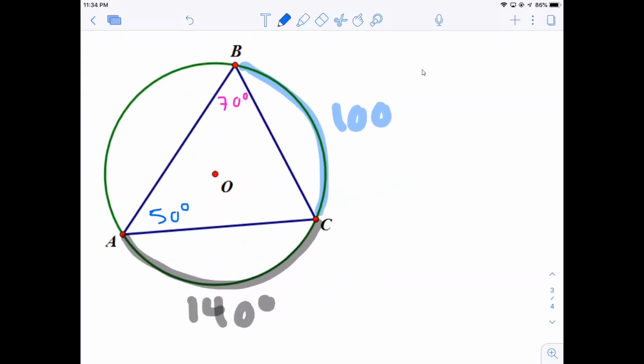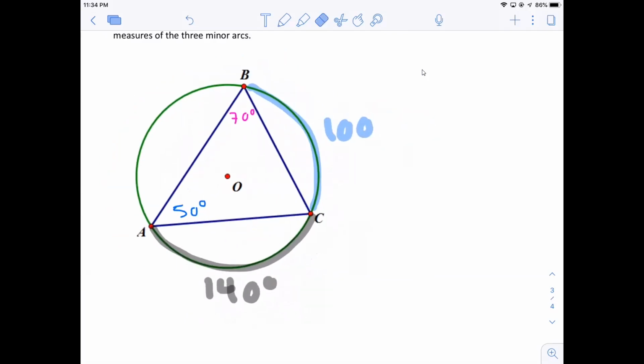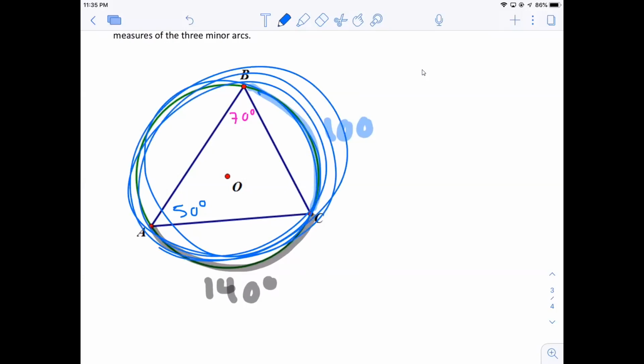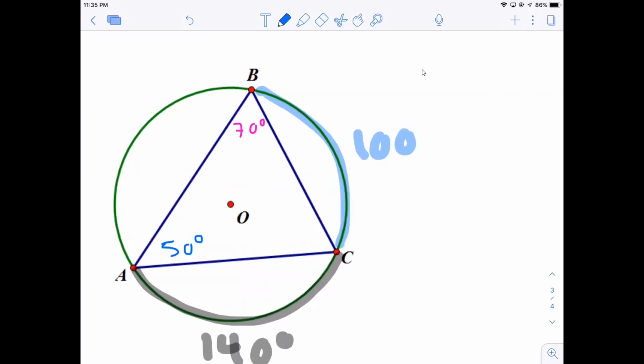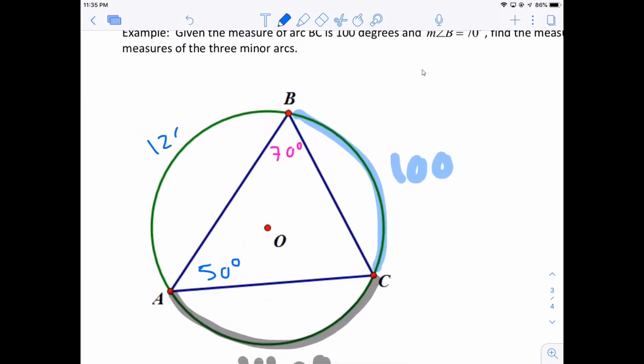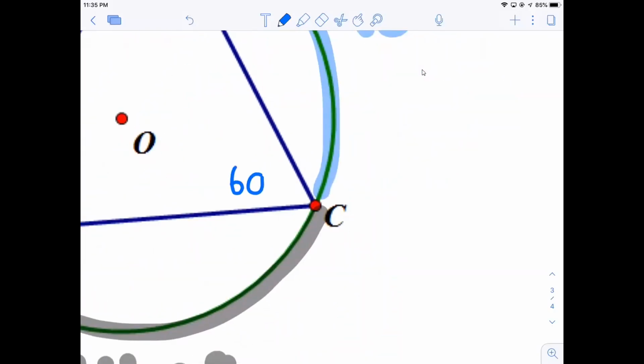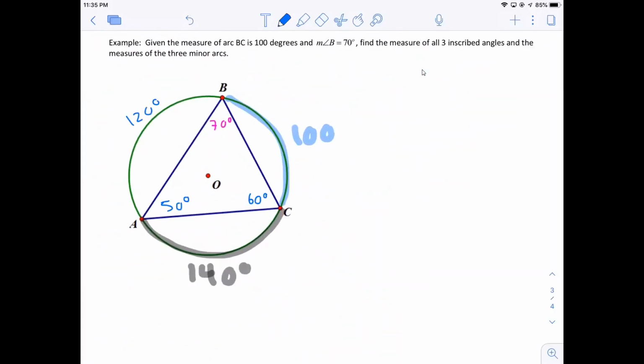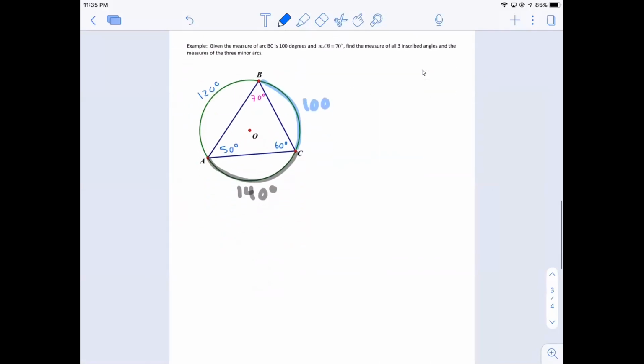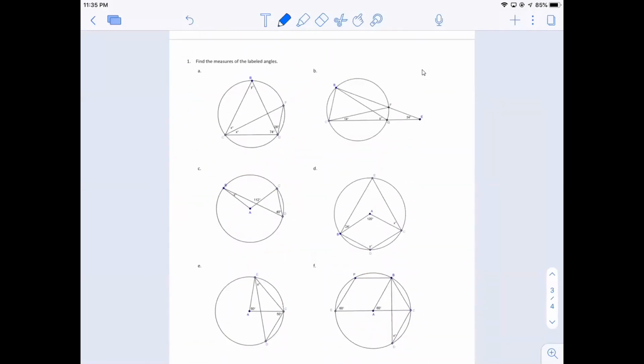And now we can find the measure of angle BCA in 2 ways. We can do sum of the angles in a triangle adds up to 180, in which case we would get 60 degrees here. Or we can say in a circle it adds up to 360 degrees. So 100 plus 140 is 240, and 360 minus 240 is 120 degrees. And half of 120 degrees is, again, 60 degrees. So you can do it either way. And that's what we're doing for inscribed angles.